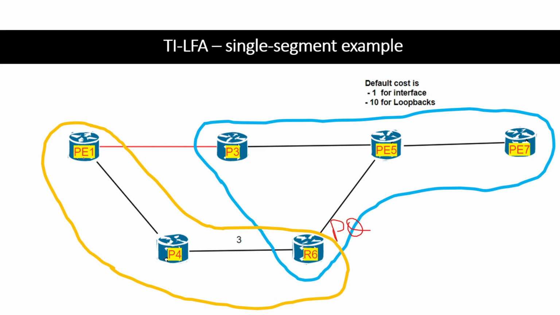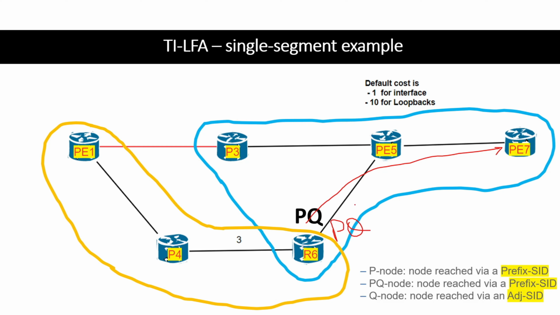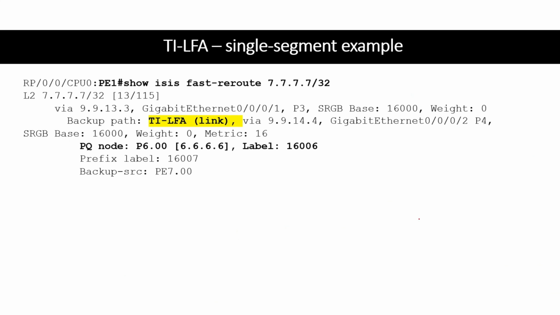Hence P1 will just push the prefix-SID label for R6, and from there R6 knows how to reach R7 via the shortest path. As we discussed earlier, if it is a P node, we are going to use the prefix-SID, and if it is a Q node, then we use the adjacency-SID over the backup path. As this is a PQ node, it will be prefix-SID for the backup path.